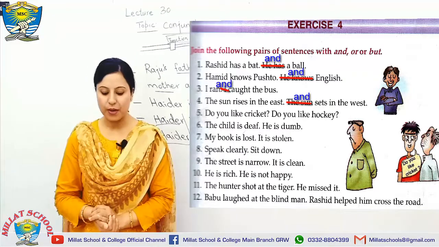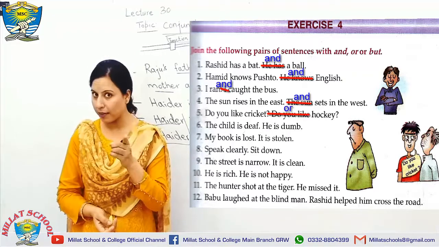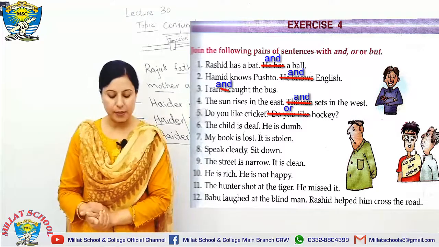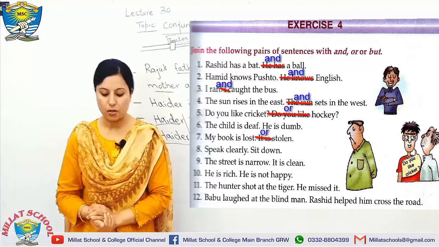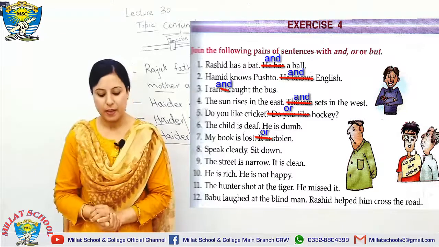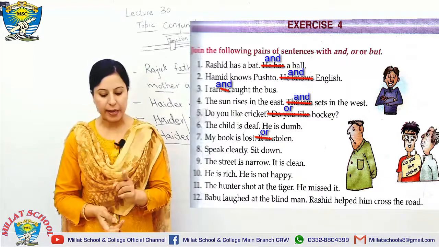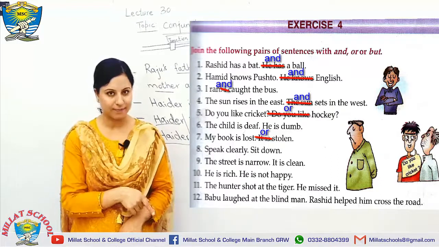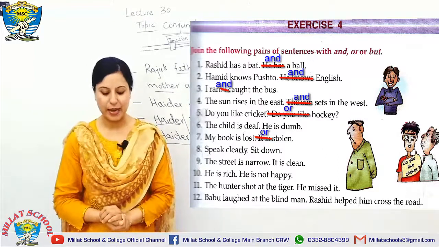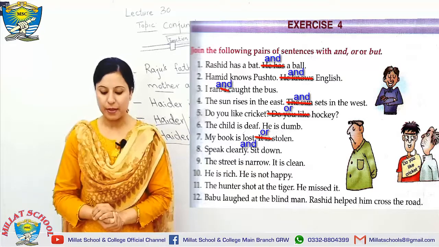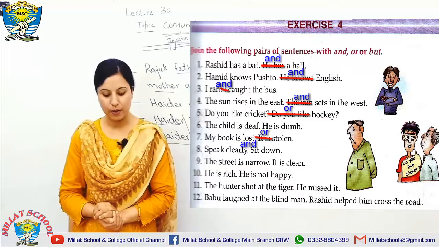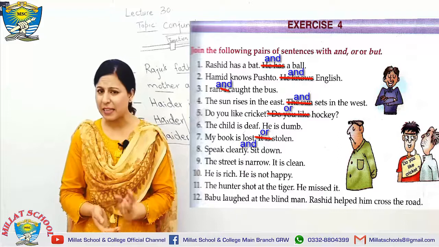Number 5, do you like cricket or hockey? Yes. Number 7, my book is lost or stolen. Number 8, speak clearly and sit down. Yes. Number 8 was this. Number 9, the street is narrow but clean.